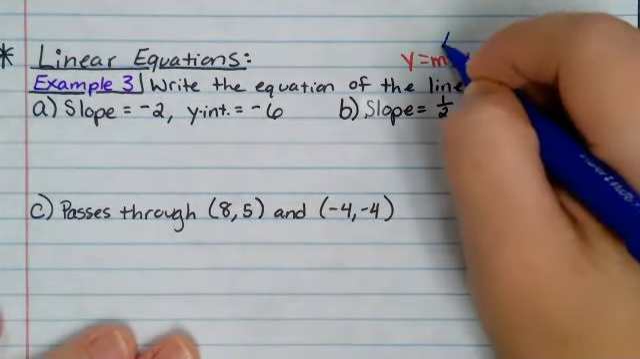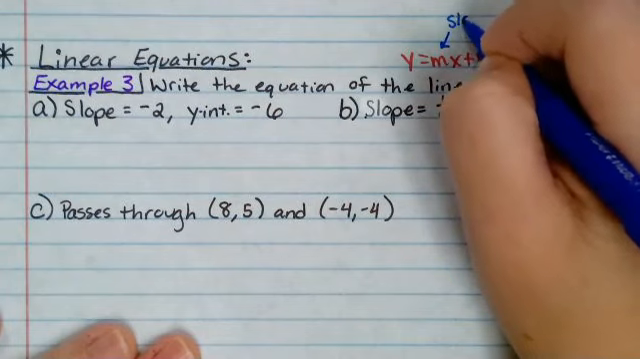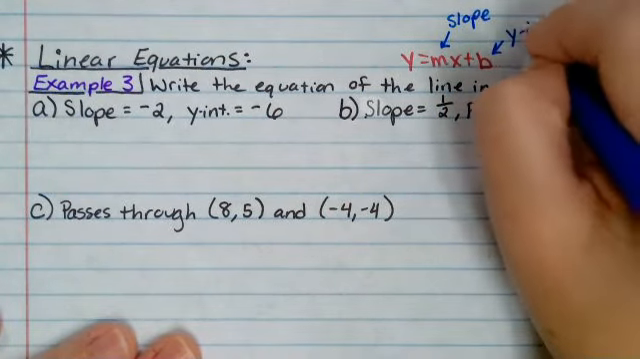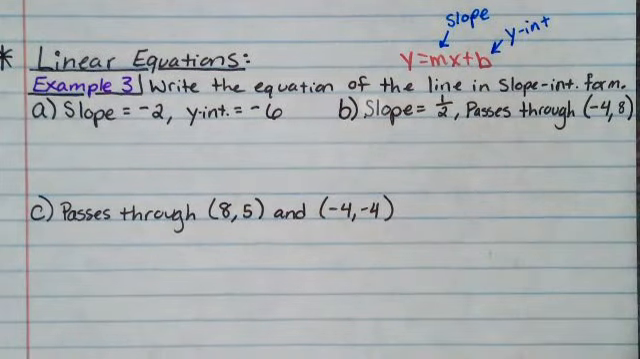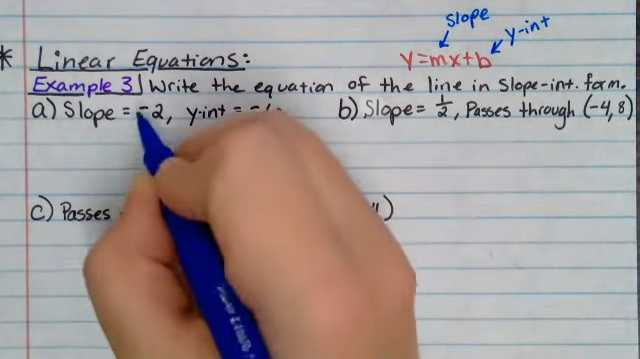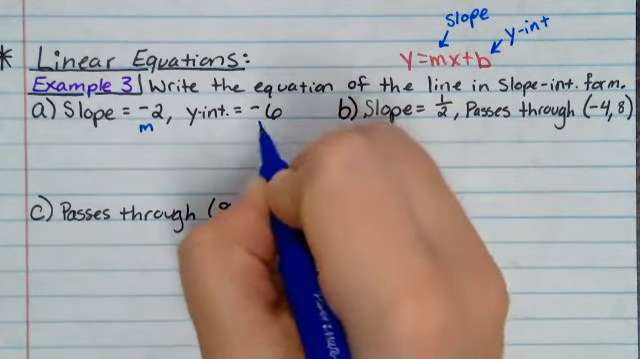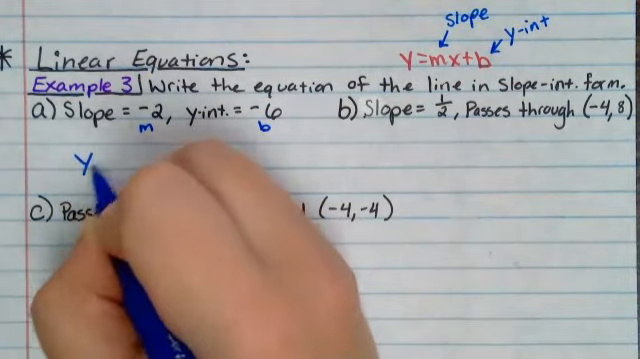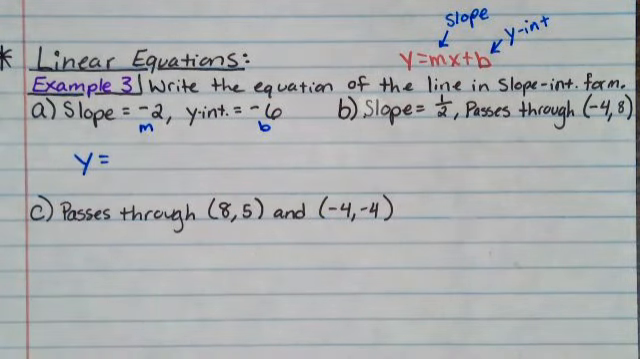Keep in mind your m, that is your slope, and b, that is your y-intercept, okay? So in part A, where they say your slope is -2 and your y-intercept is -6, they're telling you what your m and your b are. So for you to write the equation in slope-intercept form, you're literally just filling in those parts.